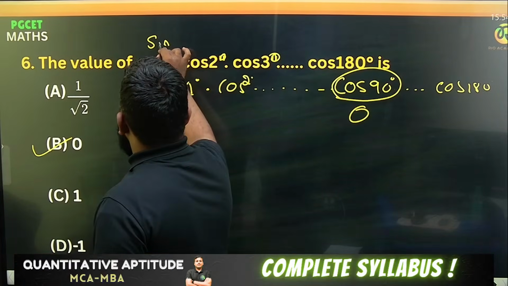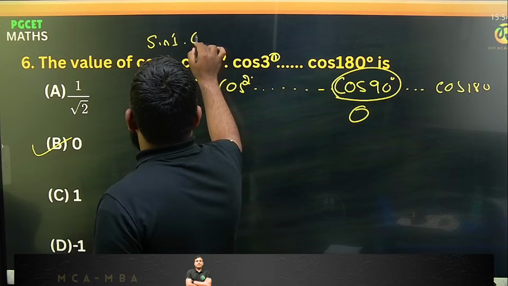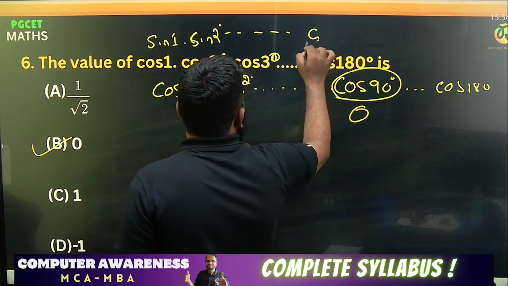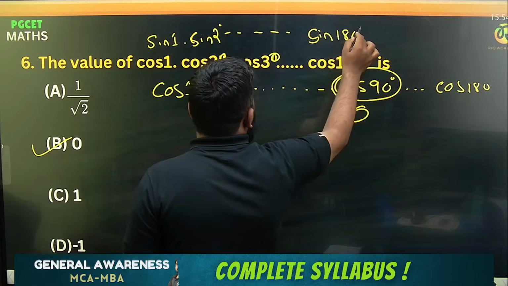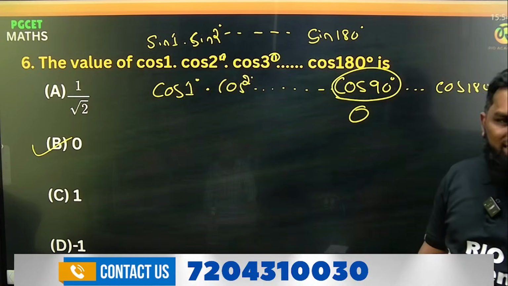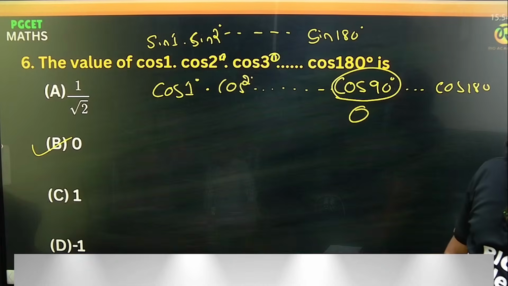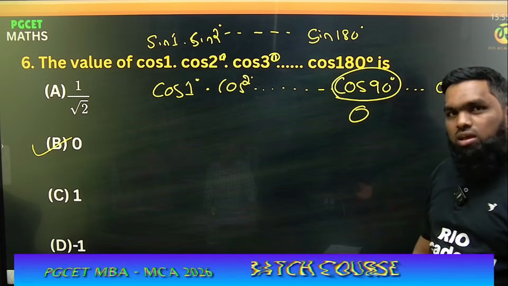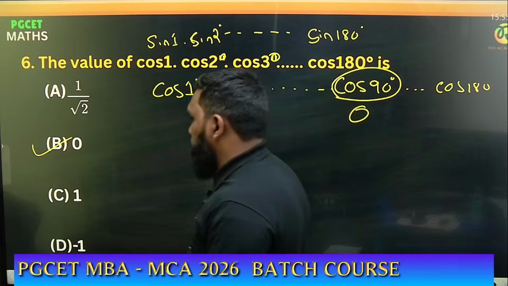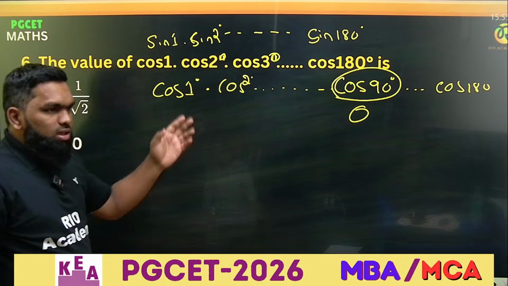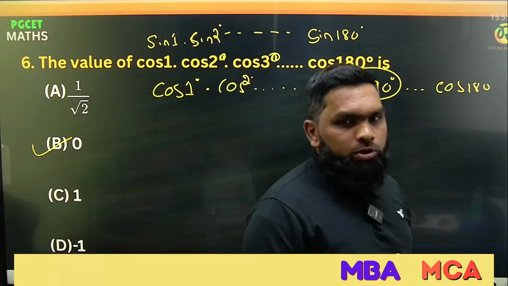If we take sin 1 degree into sin 2 degree, and so on, up to sin of 180 degree, what answer can come? The answer will be 1, and in the same way we are going to get something like 1 or minus 1. You have this answer, you need to remember this.